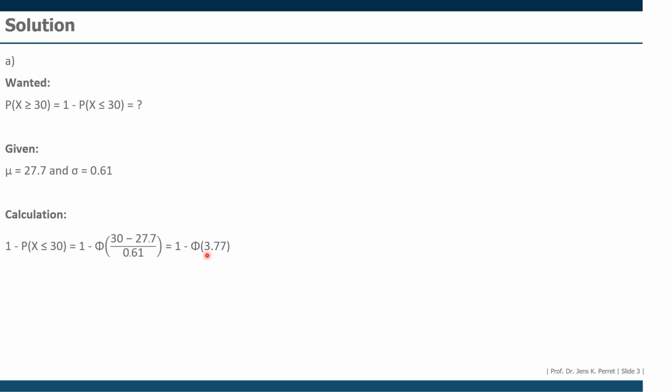Big phi means we're going to look this value up in our table of the standard normal distribution, because that's just short for use the corresponding result from the standard normal distribution. If we look up this value, we get as a result 0.9999. So the end result is 0.01%. So less than 1/100th of a percent chance of one of the episodes lasting longer than 30 minutes, longer than half an hour. So much for the first part.